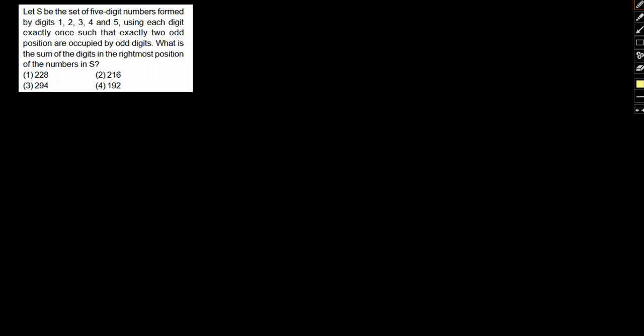Rightmost position. Okay, so these are my 5 numbers. Initially we can do one thing: either we can start from the leftmost position, or we can start from the rightmost position. Whichever line we take, we have to consider both these cases as far as the odd places are concerned. So initially our first assumption would be with regards to the leftmost place. Let me just write that down.